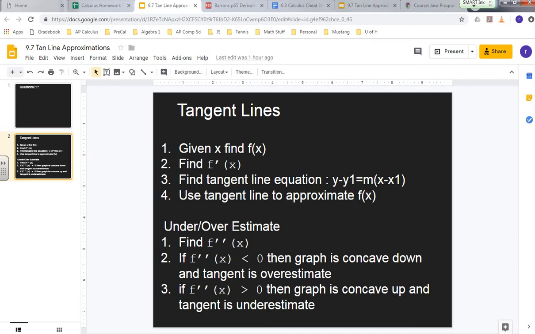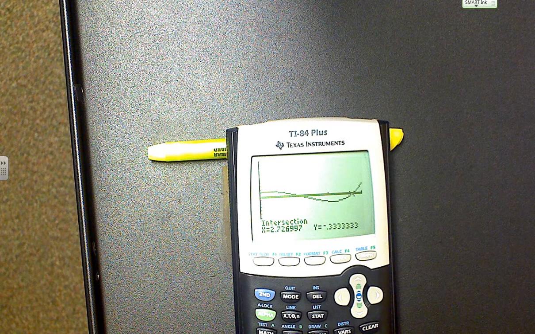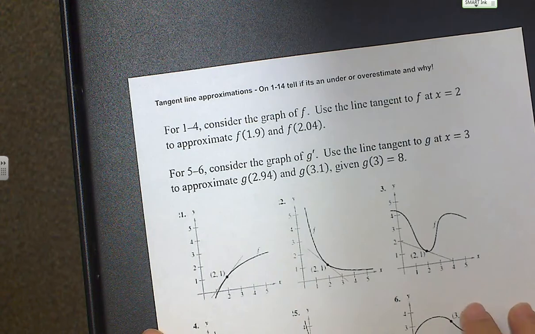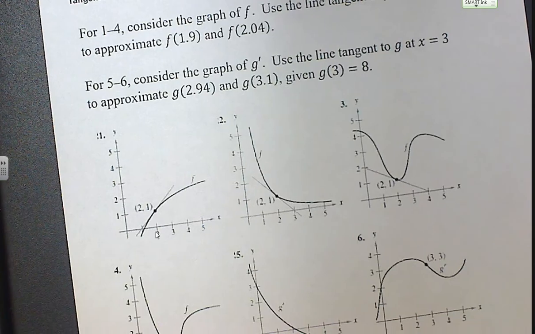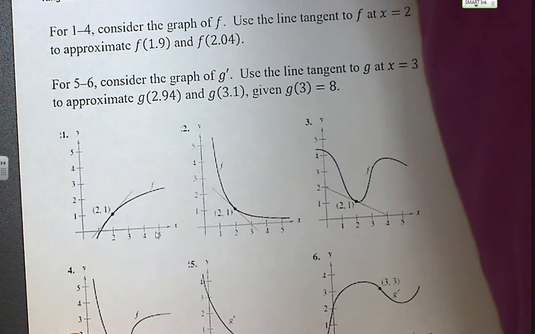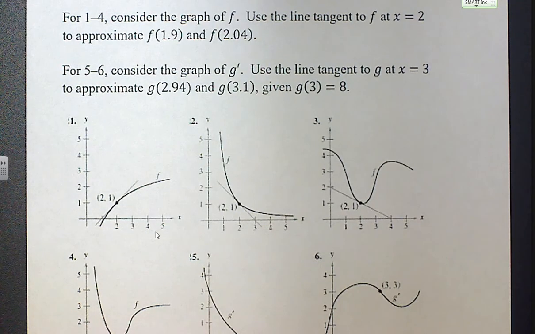I'm going to leave this up here so you guys can see it while we're working through these problems. Actually, I'm going to flop back and forth. Let's look at the first problem here on the homework I gave you. What you have is the graph of f, and then the tangent line is drawn for you. And the tangent line goes to the point (2, 1). You need the equation of that tangent line.